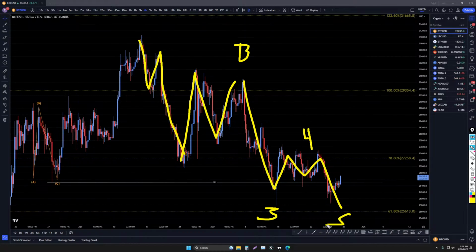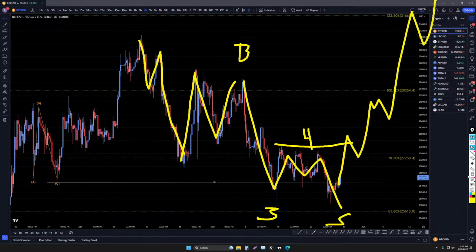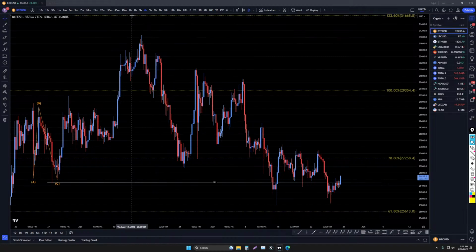I wouldn't be confirming anything until that takes out that high right there. Once it takes out that high, I would definitely start looking for longs and maybe even scaling into a couple longs.